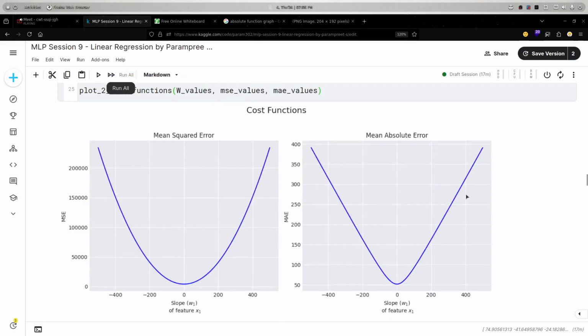So the more values we have on the x-axis, the better graph shape we'll get, the better curve. Okay, so this is the difference between mean absolute error and mean squared error.